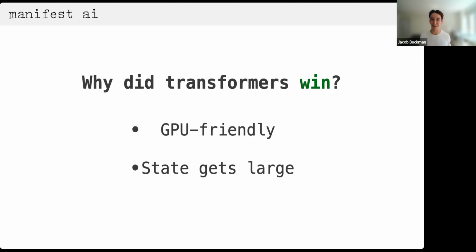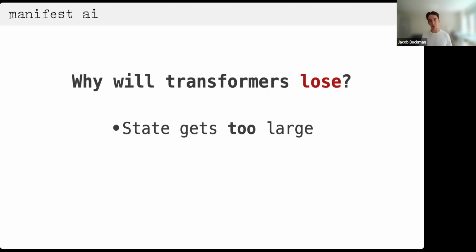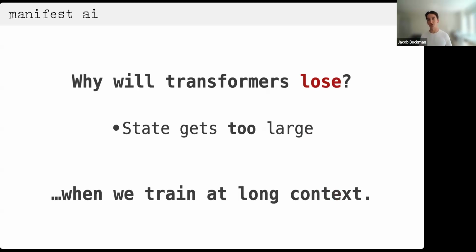But this talk is not about celebrating attention, it's about rethinking attention. So I want to raise the real question that we want to ask here, which is why will transformers lose? Those were the reasons why they're good. Why are they eventually going to be superseded by the architecture that comes next? Our perspective is that it just comes down to one thing: the state gets too large. Specifically, the state gets too large when we train at long contexts.